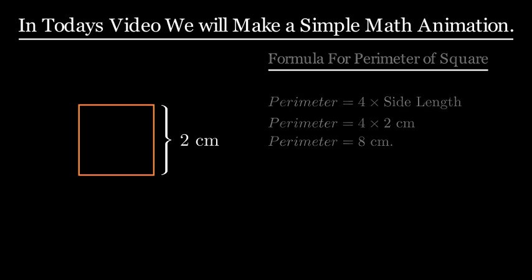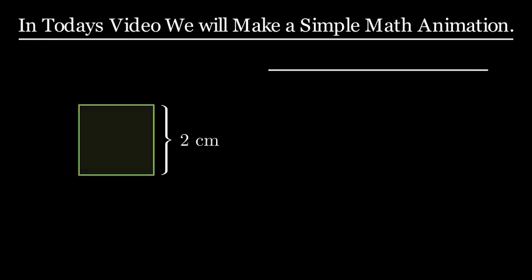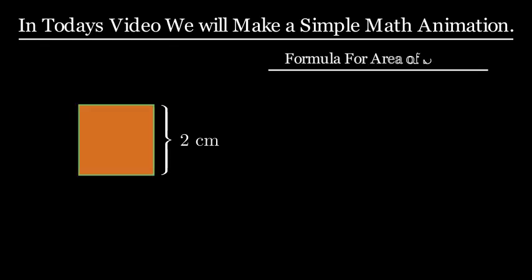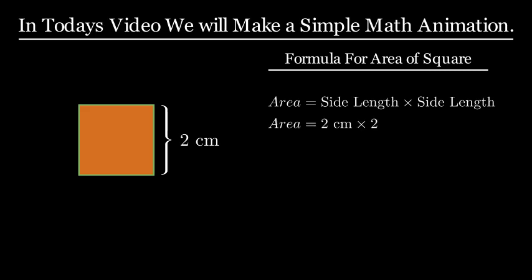Let's discuss the area of a square. Write the formula for the area of a square. The formula for the area of a square is given by area equals side length times side length. Now, put our value in for the side length. After multiplication our result is 4 cm squared.